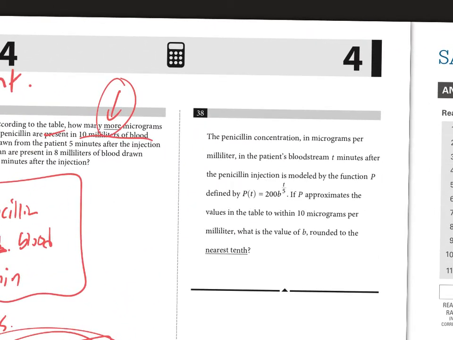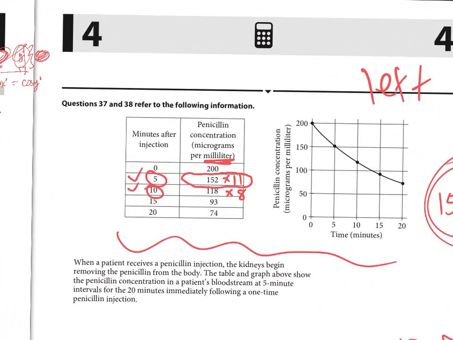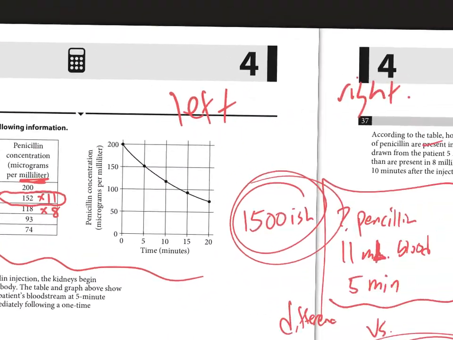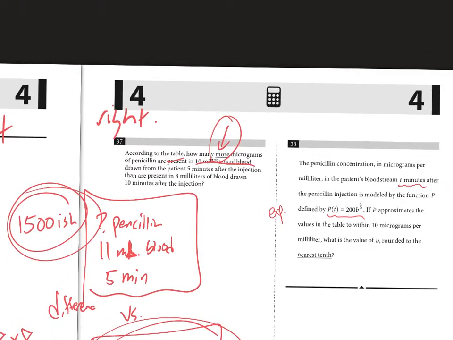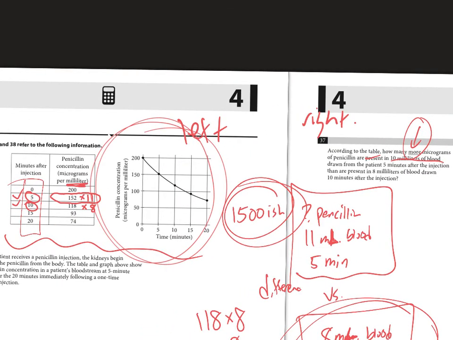We've got one final question over here, and this is the exponential function, that fits the exponential function form that we're used to. We want the value of b when it's rounded to the nearest tenth. And we're told that t represents the number of minutes. Oh, sorry, I forgot. They're saying we're looking at the function p. So we're actually not looking at the table. We are looking at the function over here.